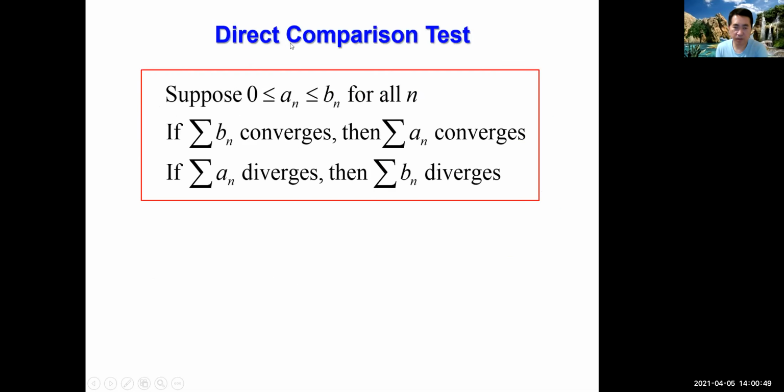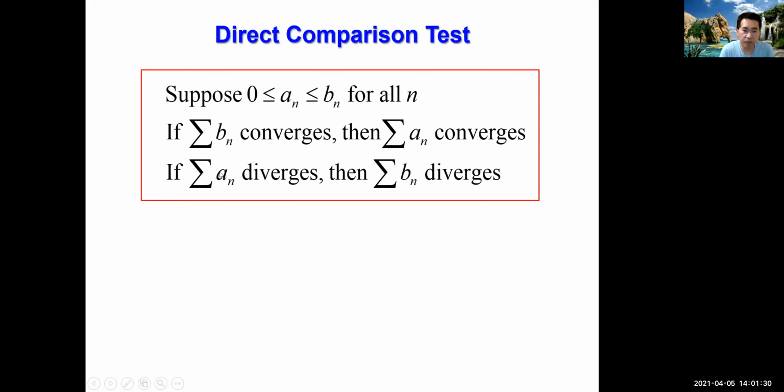Now let's do it. Put it in a very formal term. This is called the direct comparison test. Suppose you have a series where a sub n is less than or equal to b sub n for all n. It's bigger than 0, so make sure that all the terms have to be positive or zero. Now, if the series b sub n converges, that means the larger series converges, then the smaller series on this side converges as well.